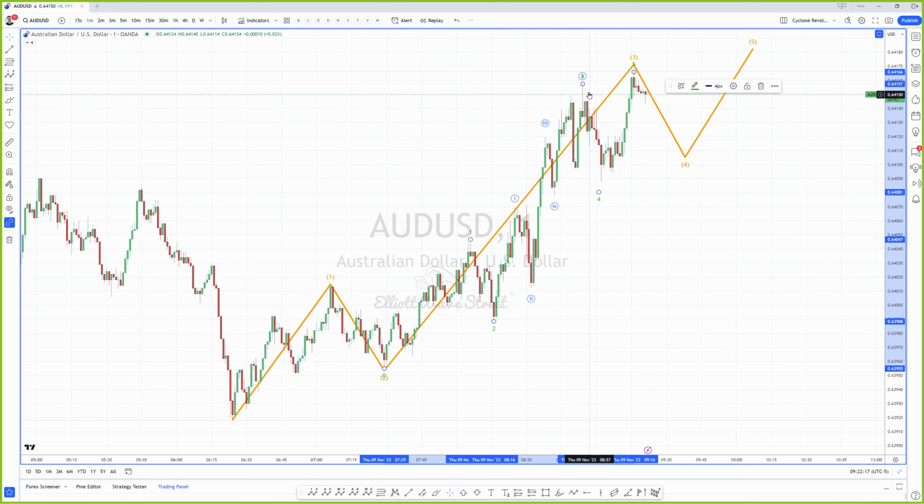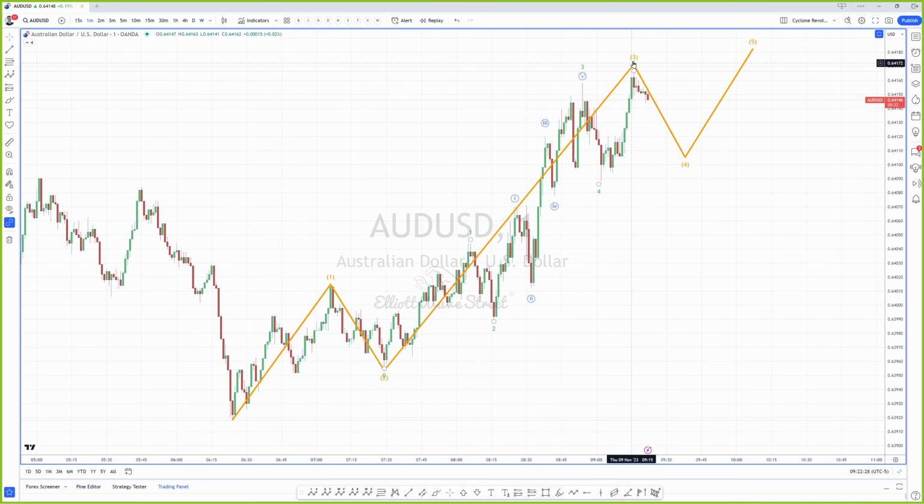There we go. Let's fix this one a little bit here. And there we have our 3, 4, and 5 sequence. So one of the key benefits of using the Elliott Wave theory is that we know where we are. Of course, one of the best trades is the trade after the second wave, because after the second wave, we are looking for the wave 3.